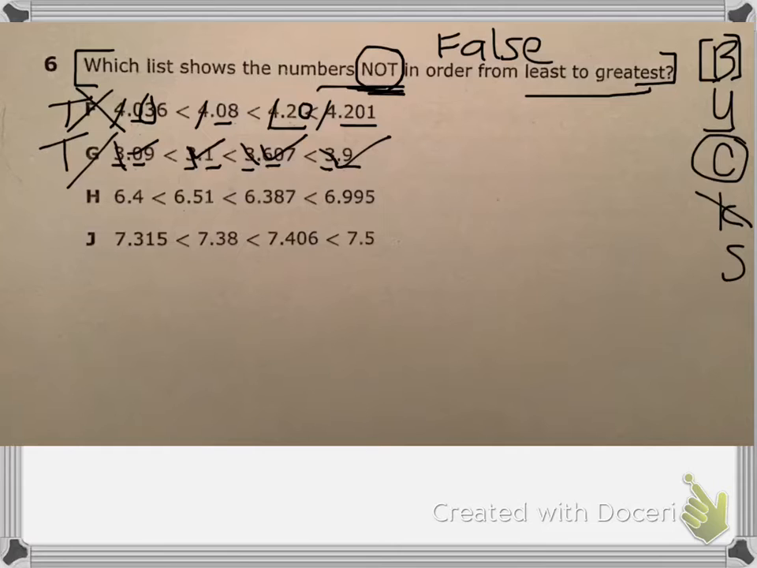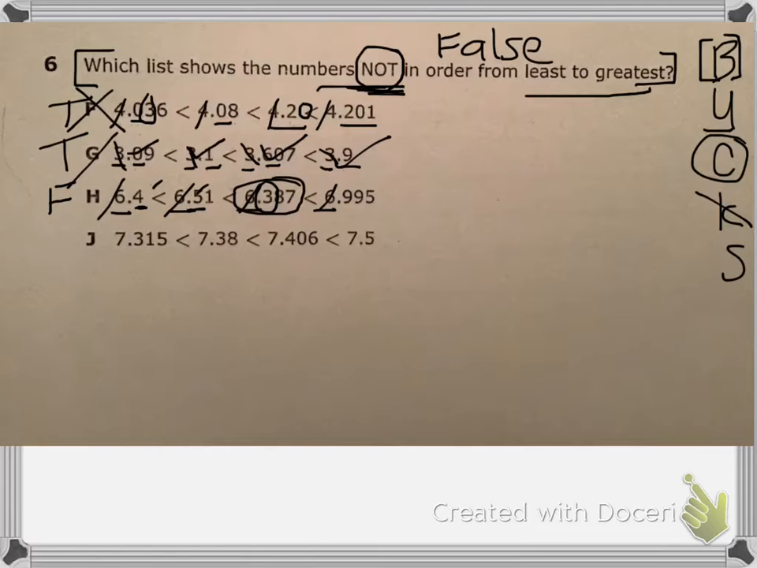H, we have 6 in the ones on every single one of them, so we cannot tell from there. Cross that out. We'll go next door to the tenths. We have a 4 and a 5. Well, 4 is less than 5, but let's go to the next one. We have a 3 right here. 3 is less than 4 and 5. Therefore, this number right here is out of order. So this is a false statement.